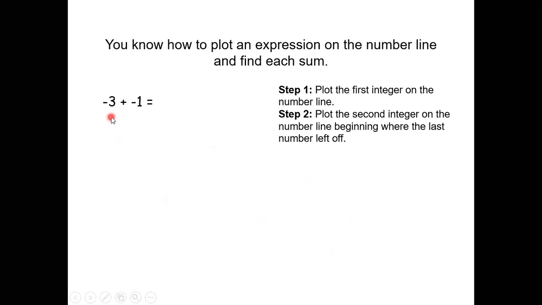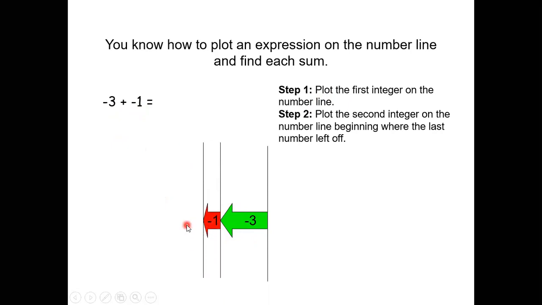Next, we want to find minus 3 plus minus 1. Step 1, we plot the first integer on the number line. That means minus 3 here. After that, from where we left off, we plot the second integer. First plot minus 3. Minus means we want to move to the left. And the next number is also minus, so we move one place to the left. So what is the answer? Minus 3 minus 1 is minus 4.